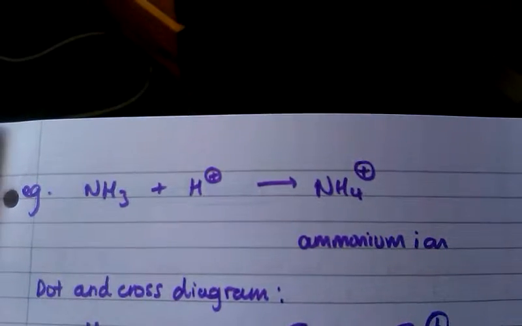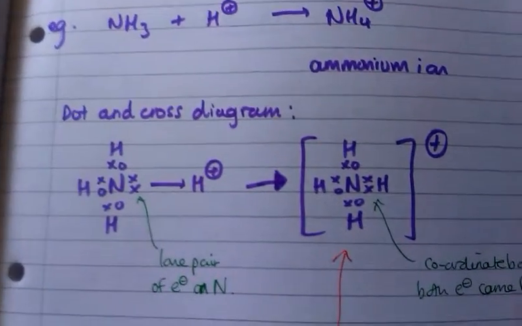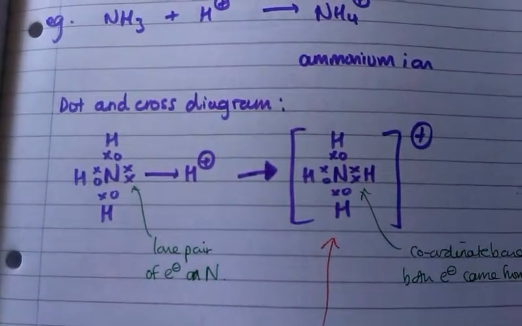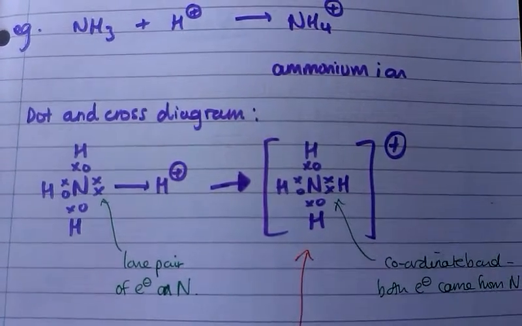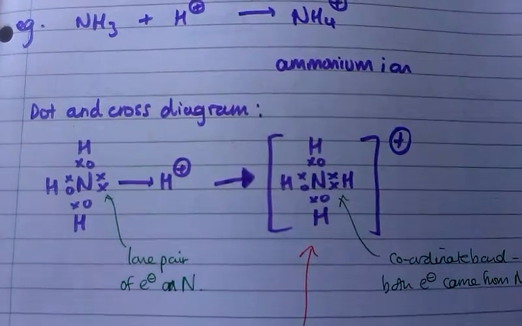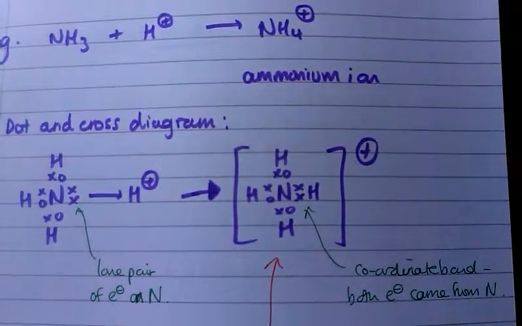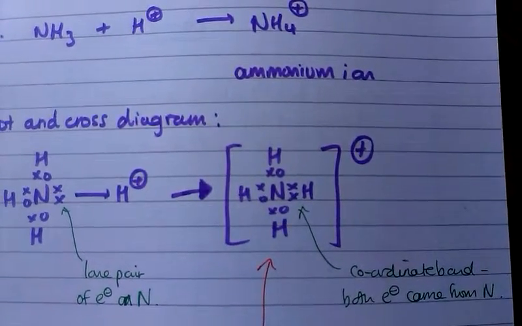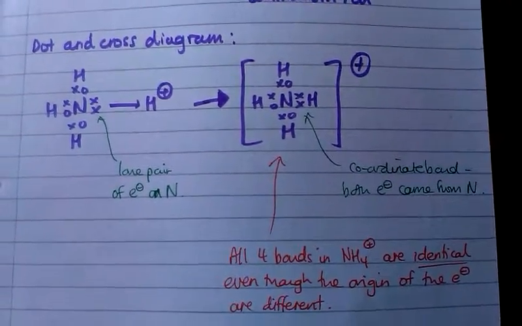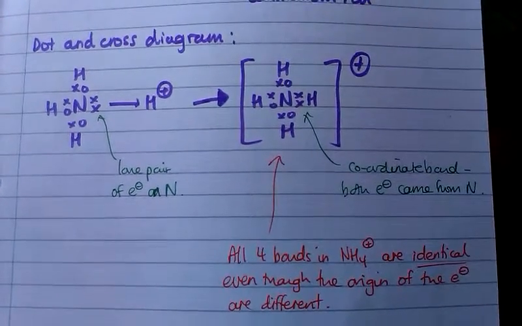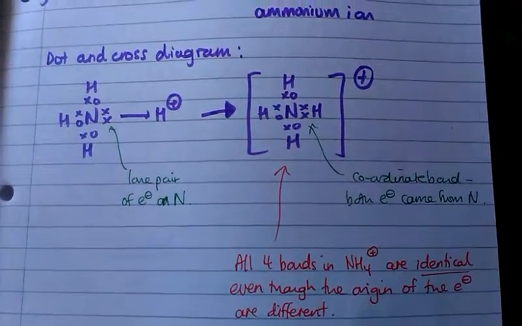So if we represent that reaction using a dot and cross diagram, you can see that the nitrogen in ammonia has a lone pair of electrons and H+ has no electrons. So the lone pair on the nitrogen gets donated to H+ to form a coordinate bond. So both of those electrons in that bond have come from the nitrogen. The important thing to remember is that all four bonds in the ammonium ion are identical, even though the origin of the electrons are different.